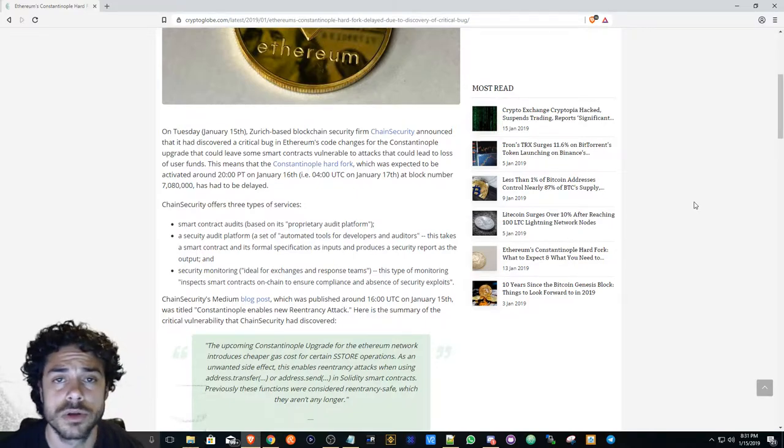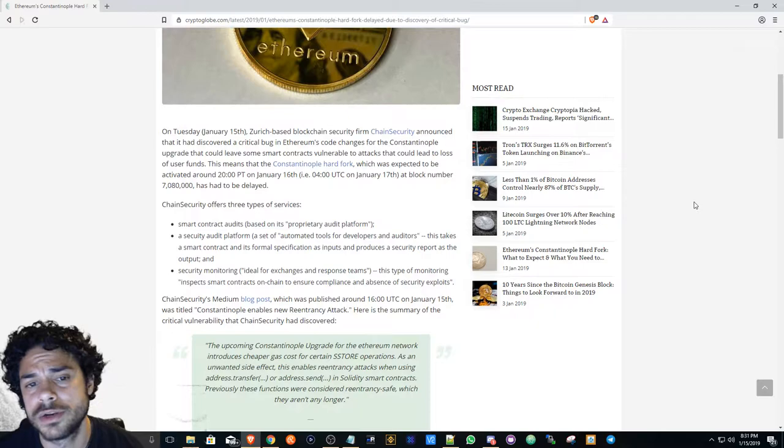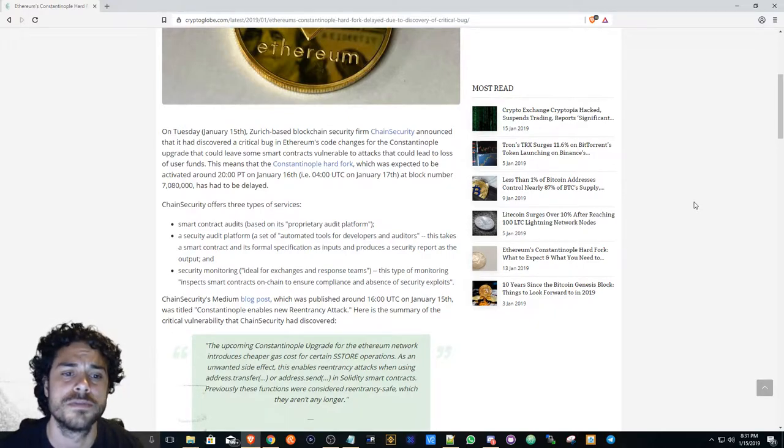So back to this article I want to go over. The blockchain security firm Chain Security announced that they discovered a critical bug in Ethereum's code changes for the Constantinople upgrade. Also leaves contracts vulnerable to attacks and could lead to loss of user funds. This is definitely not great news for Ethereum.